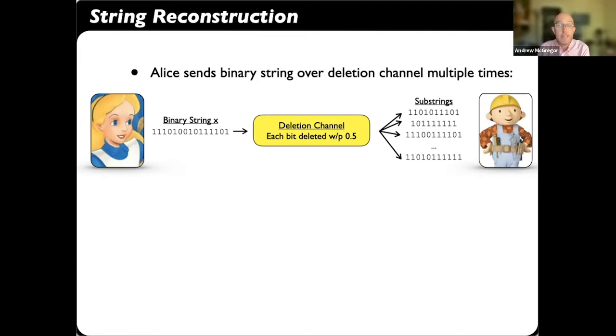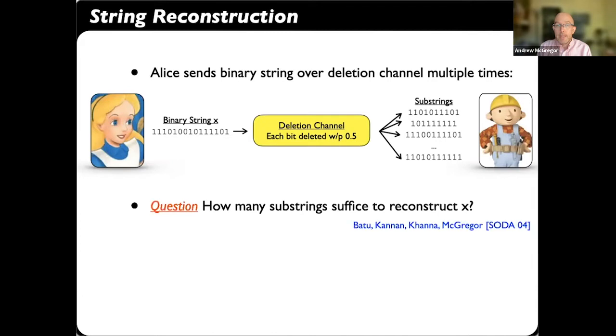Every time she sends it, each bit is deleted with probability half. So Bob ends up with a random substring of Alice's string, but she'll send it multiple times, so Bob gets multiple substrings of the initial string. And the question in string reconstruction, also referred to as trace reconstruction, is how many of these retransmissions are sufficient to reconstruct X.